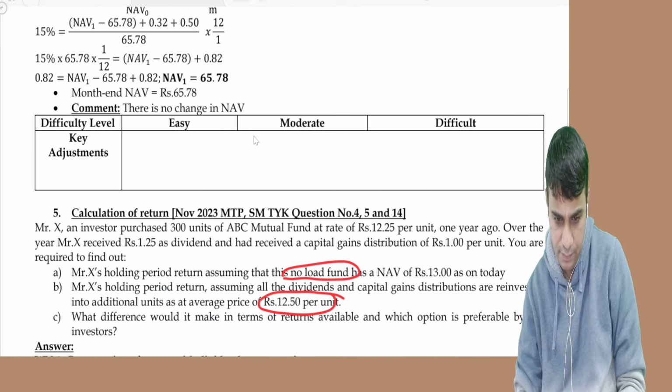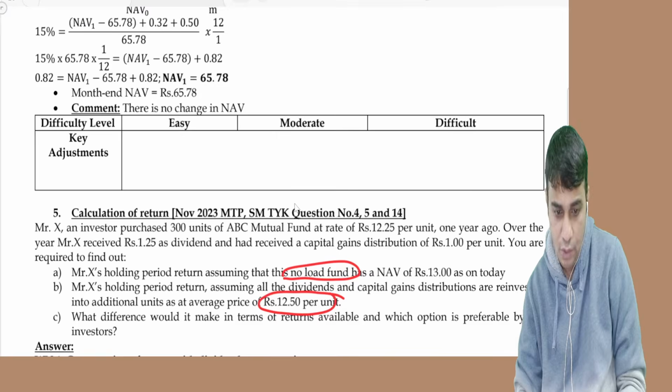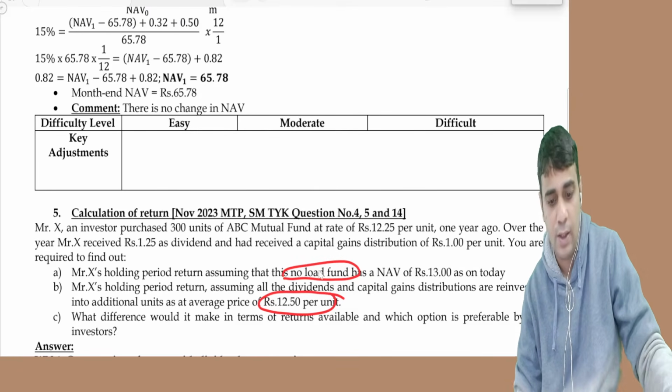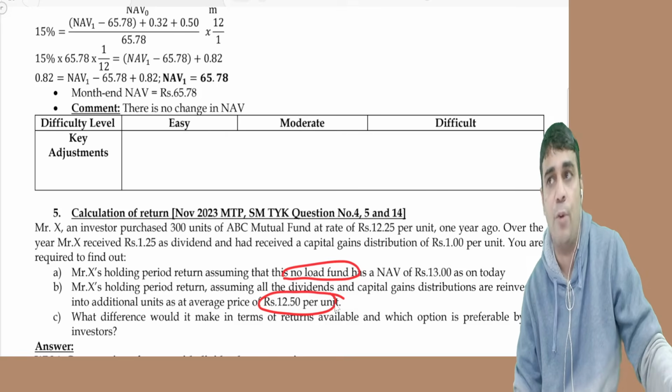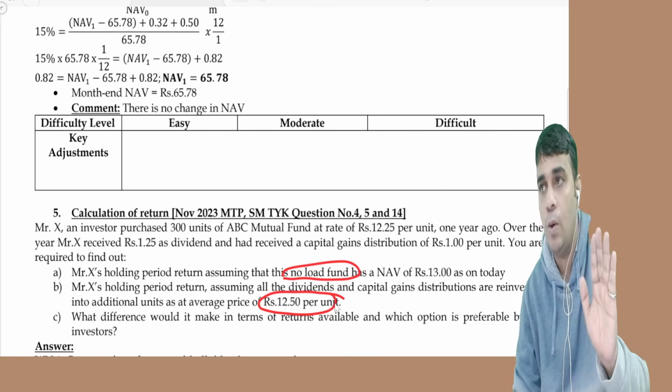They call it the average units, the average rate, the average price, which is a clubbing of all the opening and reinvestment things. There is a doubt by a student that the average price of 12.5 includes the opening price. No, it is not including the opening price.